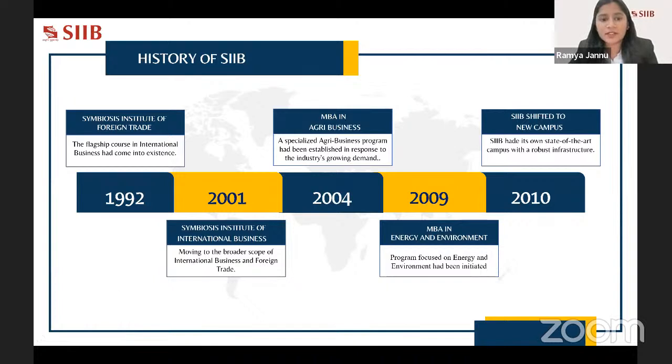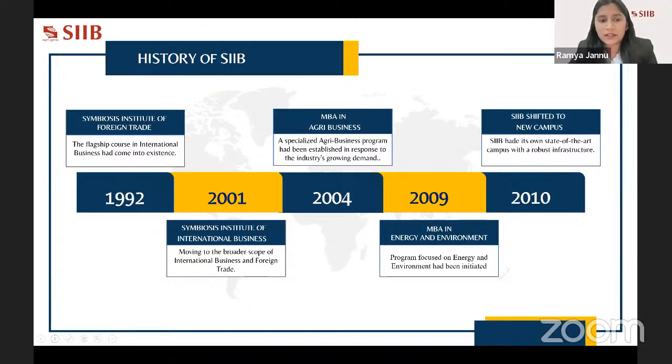As the global business world expanded tremendously, the founders felt the need to proactively rename the institute to its current name, that is, Symbiosis Institute of International Business, in 2001. 3 years later, SIIB realized a need to expand into the agri sector, that is, MBA in agribusiness was introduced to make the students industry ready.